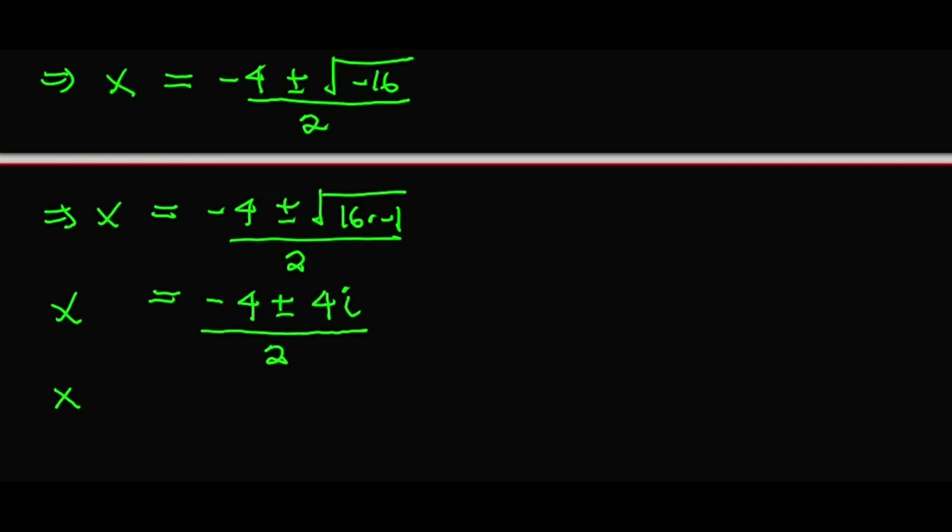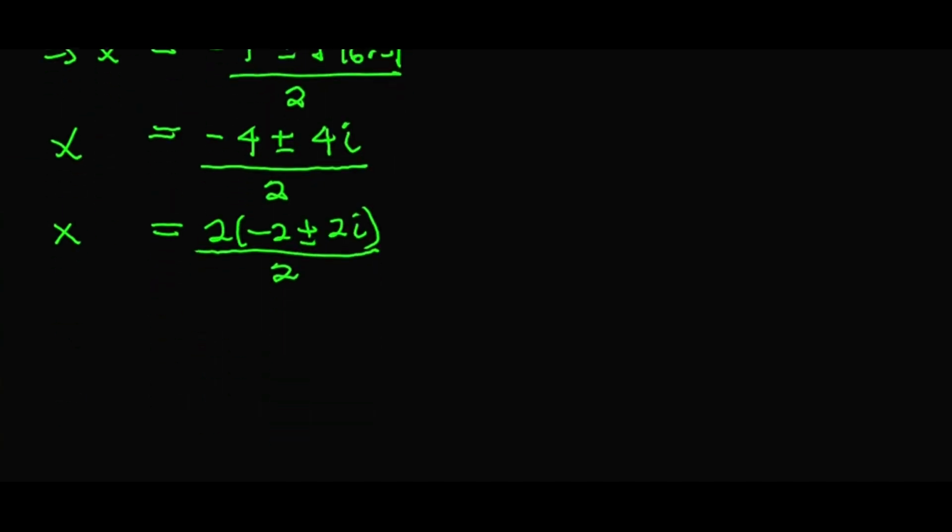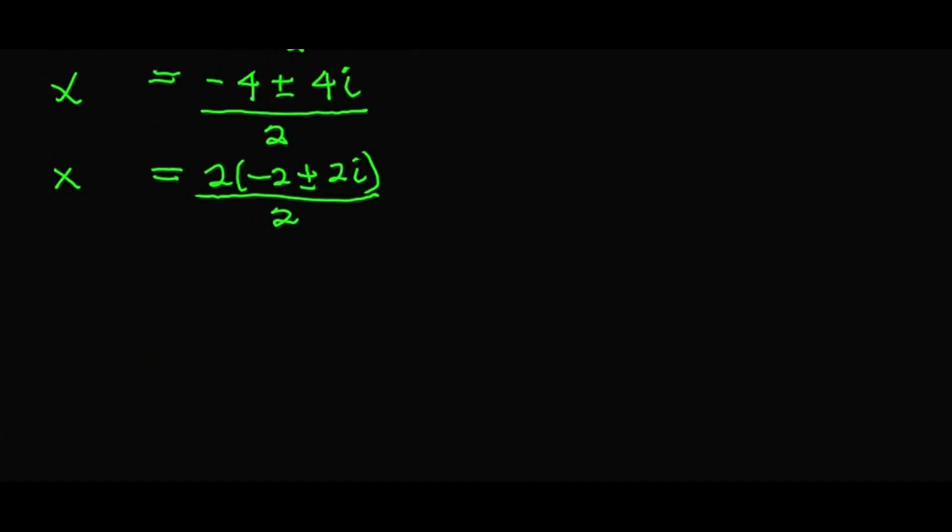So x equals, let's factorize 2 out here. So we have 2 times minus 2 plus or minus, we're also left with 2i, all over 2. Now we have x equals, 2 will cancel 2, so we're left with minus 2 plus or minus 2i. So this is the first solution.